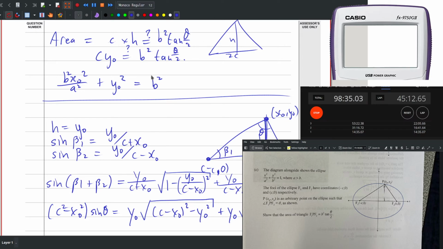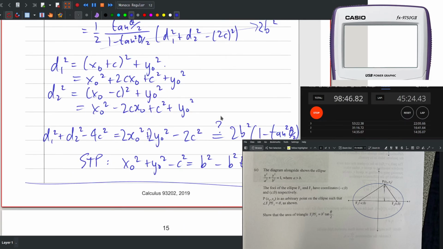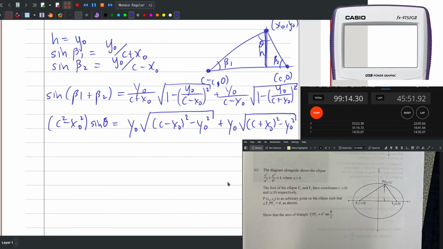I just don't get how you relate y naught, x naught, and tan, especially tan of theta on 2, not just tan of theta. Yeah, it's real weird, right?